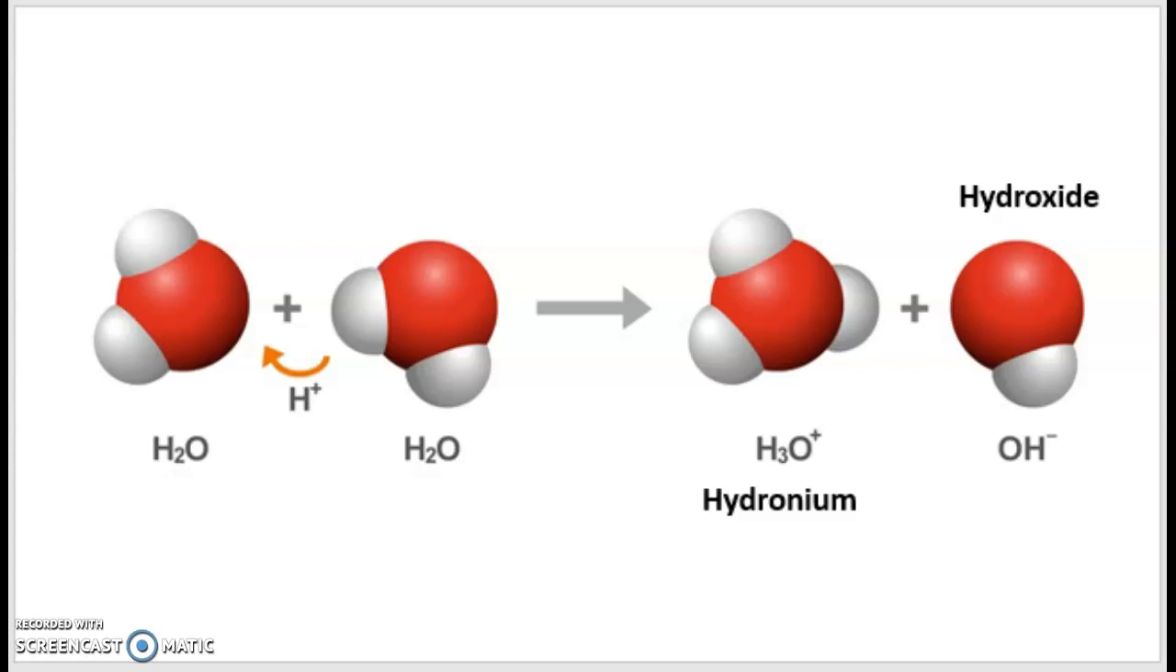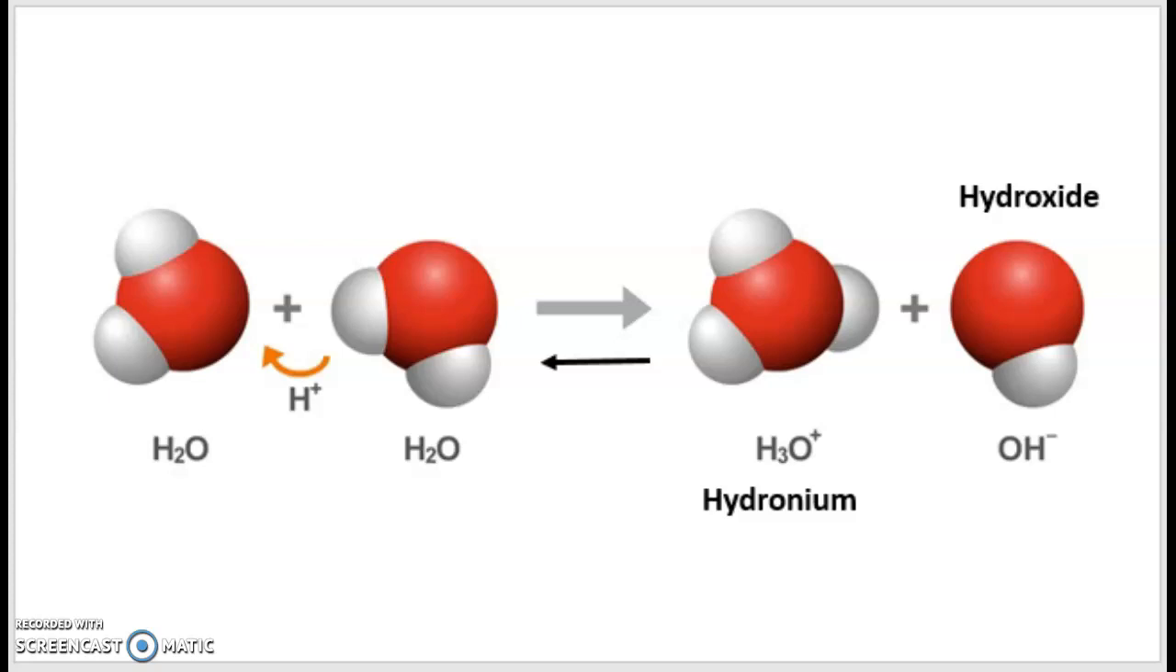And sometimes, in a very small amount, these water molecules will do this, but this also goes the other way. The hydronium and the hydroxide can recombine to create two water molecules. And this is always happening in balance, going from two water to hydronium and hydroxide back to two water.